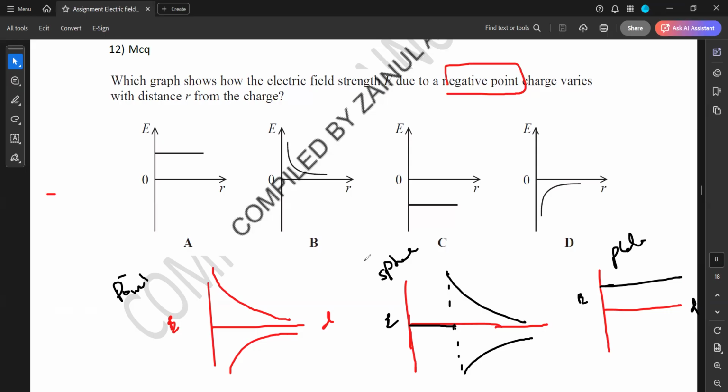So we want a point charge, so it should be from this one. This is for positive charge and this is for negative. That's why D will be the right answer for this. Is it clear?